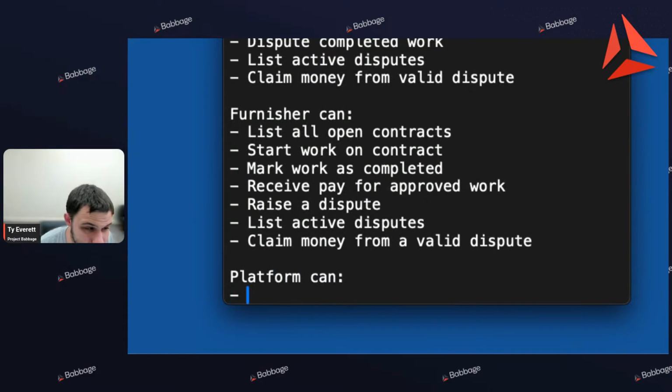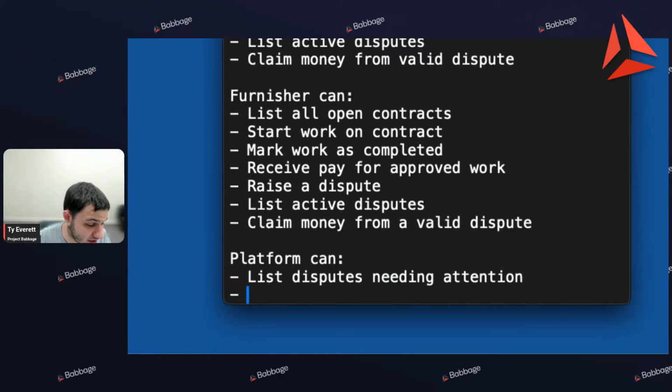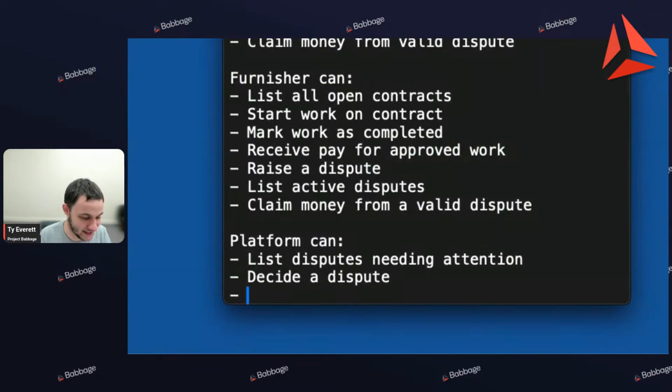A platform can essentially do everything related to disputes, right? So list disputes needing attention. Adjudicate. Am I going to spell that properly? No, I am not going to spell that properly. Decide a dispute.